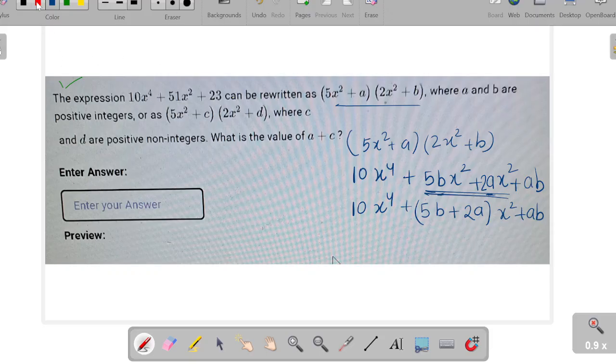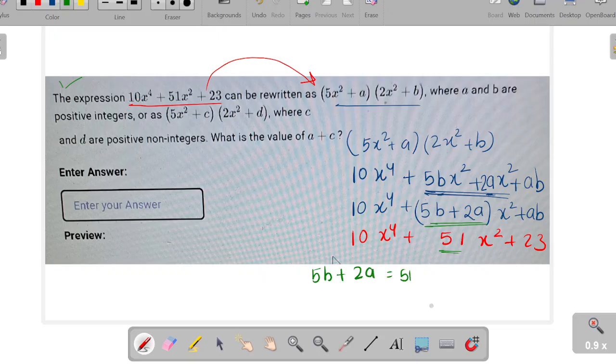Now can I compare this expanded form with the given expression? Yes, because in the question they are only rewriting it in this form. So I'll just write it down here, plus 51x square plus 23. After comparing both of them, I saw that 51 is equal to 5b plus 2a. So can I say 5b plus 2a equals 51? And the constant here is AB and here the constant is 23. Can I write AB equals 23? Yes. I got the two simultaneous equations.